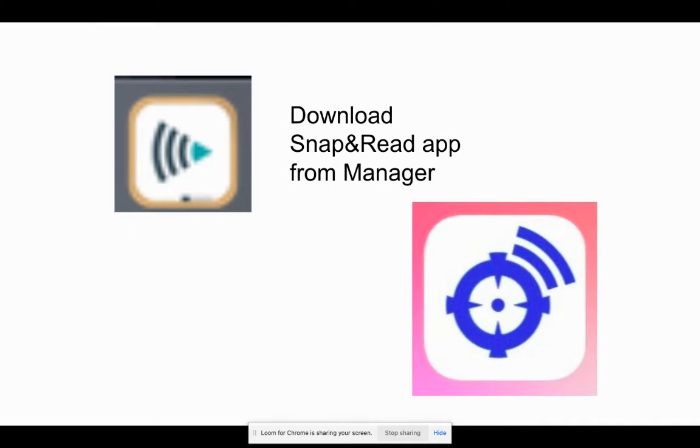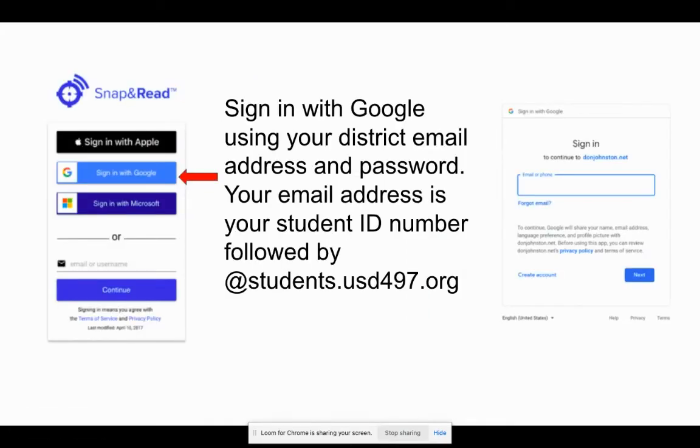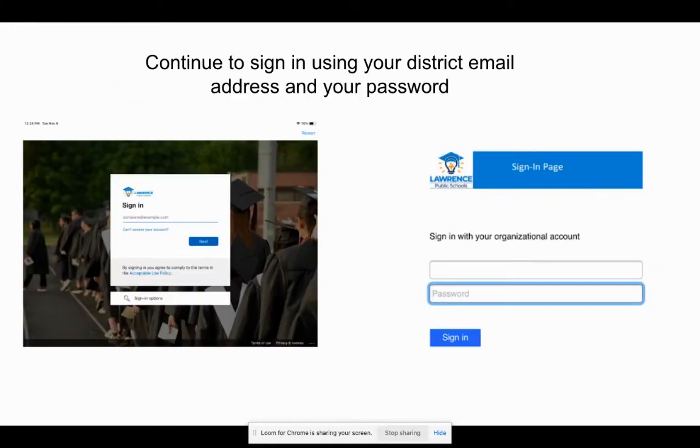You're first going to download Snap and Read from Manager. Go ahead and download it. This may take a few minutes. Next, sign in with Google using your district email address and password. Your email address is your student ID number followed by @students.usd497.org. Continue signing in using your district email address and your password.